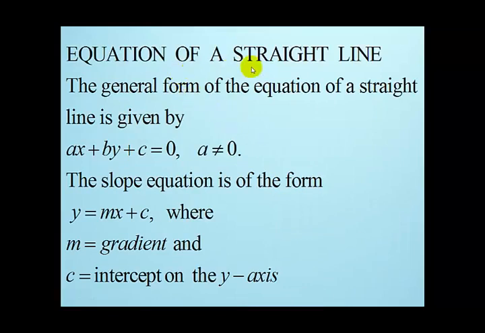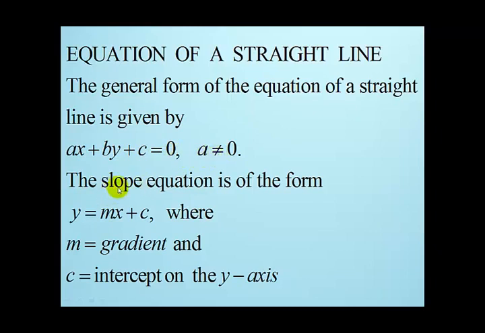Equation of a straight line. The general form of the equation of a straight line is given by ax plus by plus c equals 0, where a is not equal to 0.